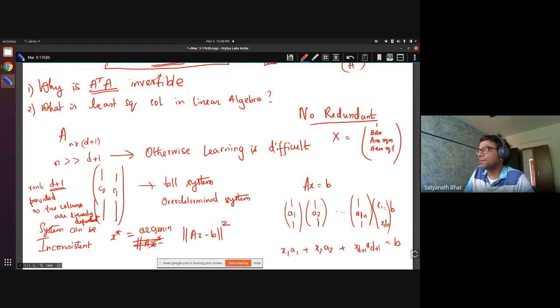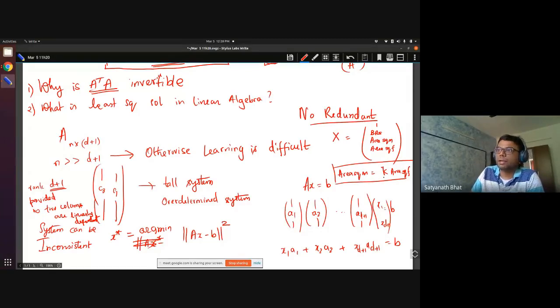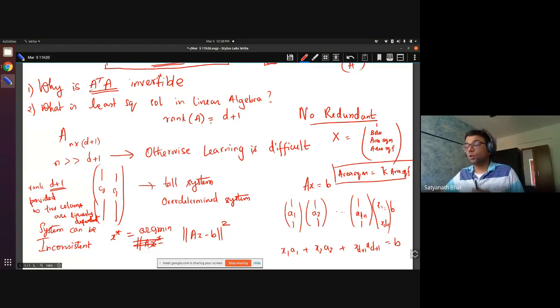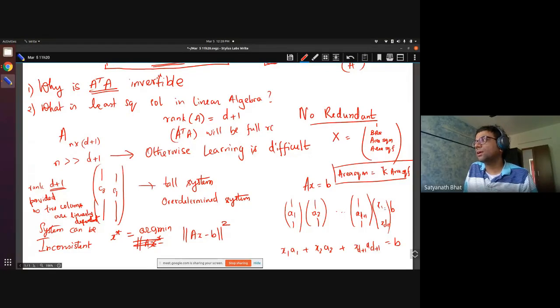So this is an example where there are redundant features. Why? Because area in square meters is some constant times area in square feet. So this is an example where features are linearly dependent. If you don't have linearly dependent features, the rank of this A matrix will be d plus 1. Or when you do A transpose A, this will be full rank, and therefore invertible.